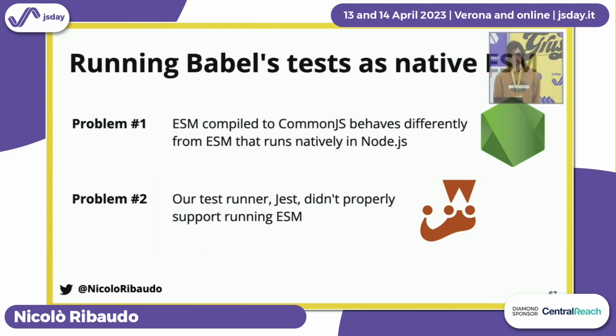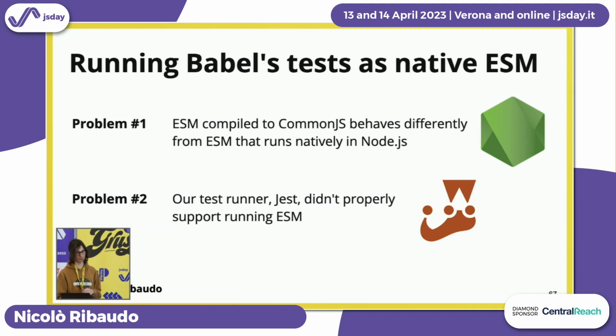We found two main problems. One was, as I mentioned before, that ESM compiled to CommonJS behaved differently from native ESM, and that means we couldn't just stop compiling from ESM to CommonJS. We had to do something more. And the second problem was the test runner we used, Jest, which didn't, or still doesn't, properly support running ESM.